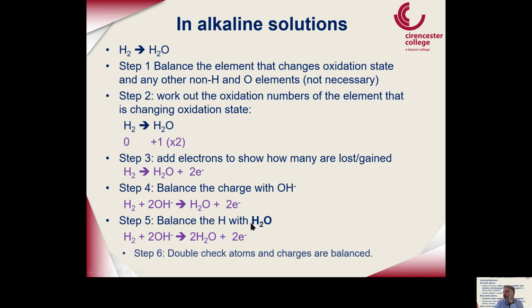That is now the balanced one, and we can double check the atoms and charges are balanced. We've got 2 negatives here, 2 negatives here, we've got 2 hydrogens, and another 2 makes 4, and 4 there. 2 oxygens, 2 oxygens, so it's all balanced up nicely. So here, basically, we use alkaline to balance the equation, and that is the redox equation for hydrogen.